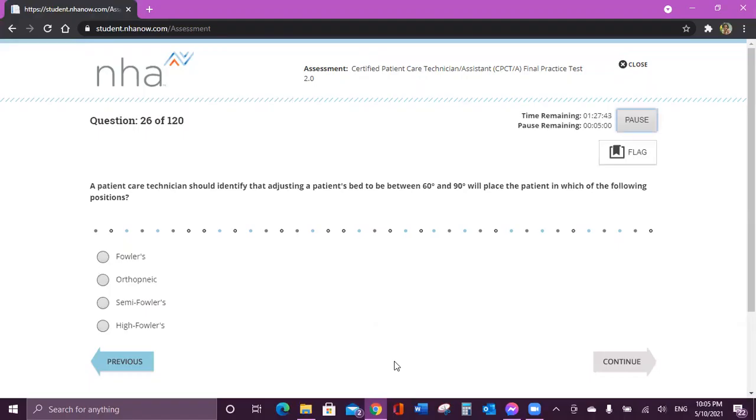¿Cuál pondrías tú? ¿Tú pondrías esa misma? ¿Tú pusiste esa misma? Sí, yo puse esa.